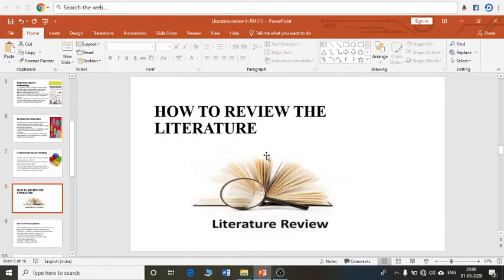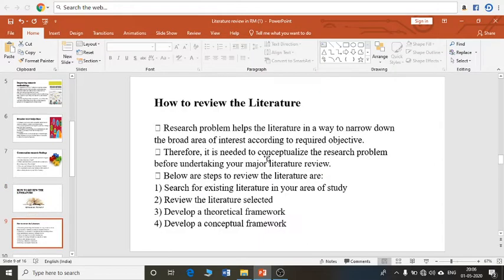Then how to review the literature, that is, the procedure for reviewing the literature. There are four steps to review the literature. First is to search for existing literature in your area of study, then review the literature selected, then develop a theoretical framework, then develop a conceptual framework.